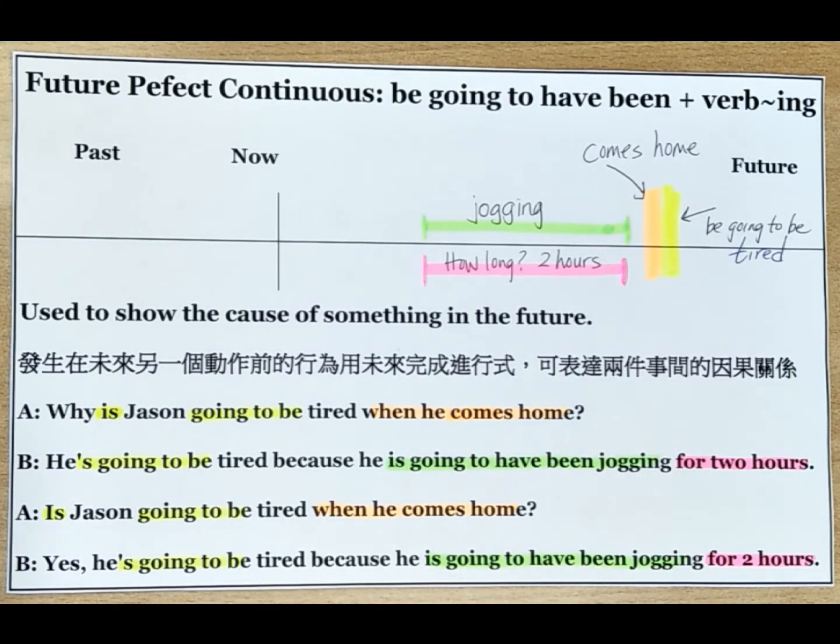All right, let's look at the orange. When he comes home. That is something that is going to happen in the future. Okay? And in the future, Jason is going to be tired. Why? Well, look at the green. He is going to have been jogging. For how long? 2 hours. So remember, the future perfect continuous is used to show the cause of something in the future.